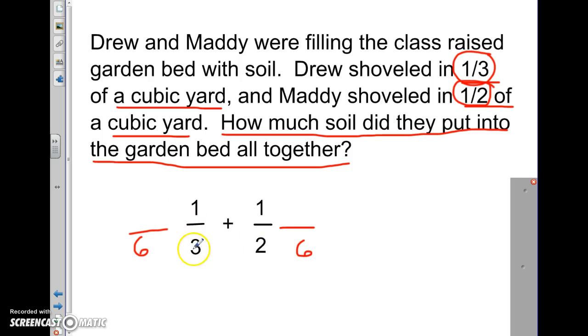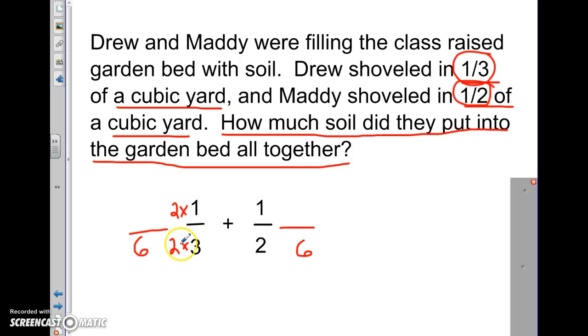So how do I change this 3 to a 6? I'm going to multiply it by what? 3 times what equals 6? 2. And that means that I have to do the same thing on the top. If I multiplied the bottom by 2, I have to multiply the top by 2 as well. And the reason is because I don't want to change the value of this fraction 1/3. I just want to change it to an equivalent fraction, a fraction that has the same value, but looks different, has a different numerator, has a different denominator, but has the same value.